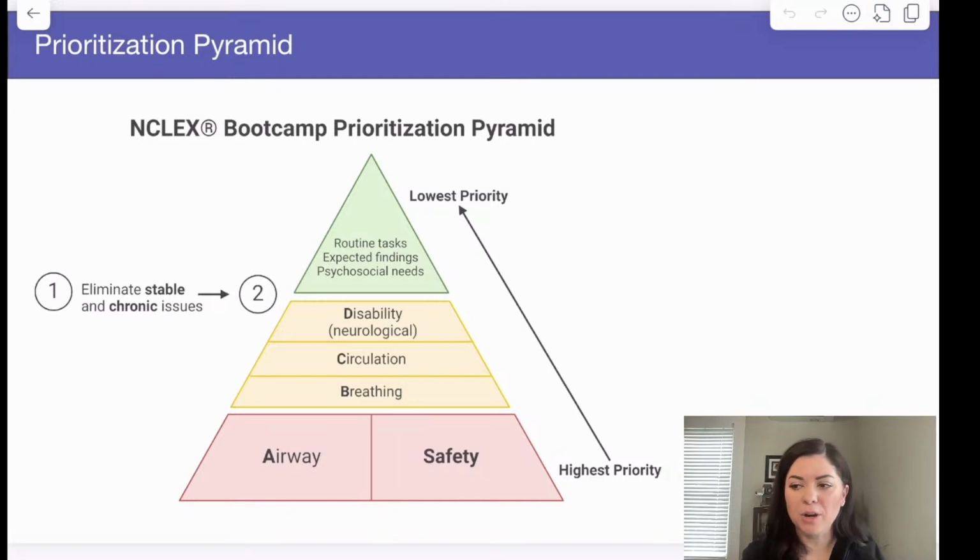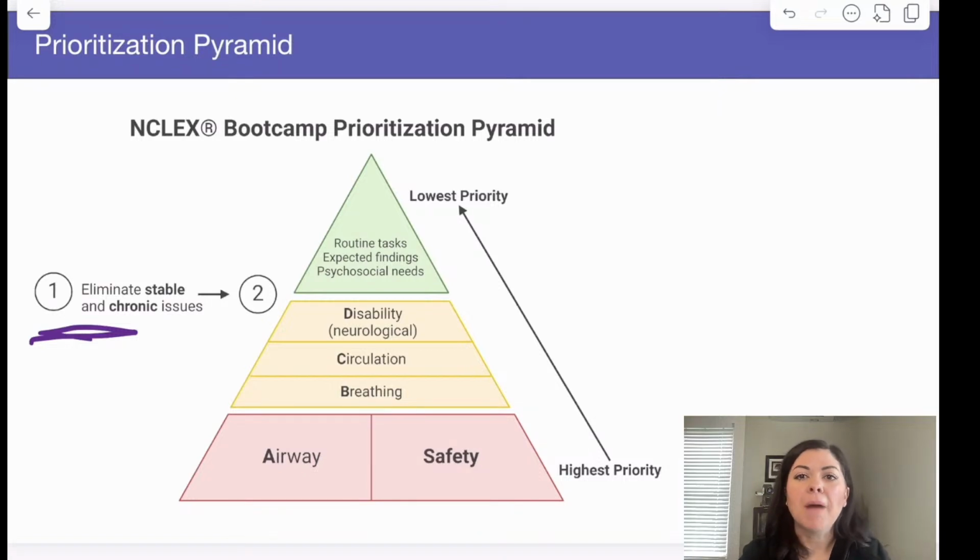The way we use this pyramid is we start with step 1 on the left here, and we are going to eliminate any type of stable or chronic issues. Typically any client that is experiencing a chronic ongoing issue or is stable is not going to be our first priority. They're not going to have any type of life-threatening emergent issue that requires immediate care. Let me give you an example of those. A stable client is a client that perhaps has a sprained ankle and good pulses. There's nothing that would indicate that that client has any type of life-threatening risk or urgent need.